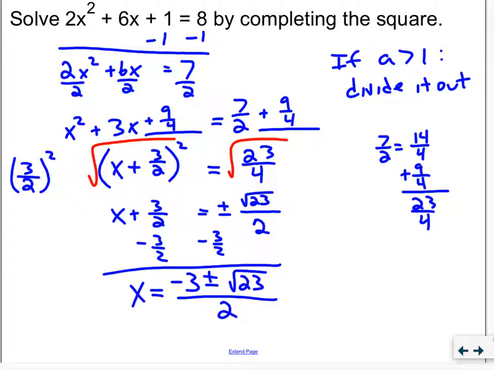So that's completing the square and solving equations with completing the square. It's a really good skill to have. It really helps us to solve these quadratic equations. So thanks for playing. I'm going to go cut a record now with Taylor Swift.